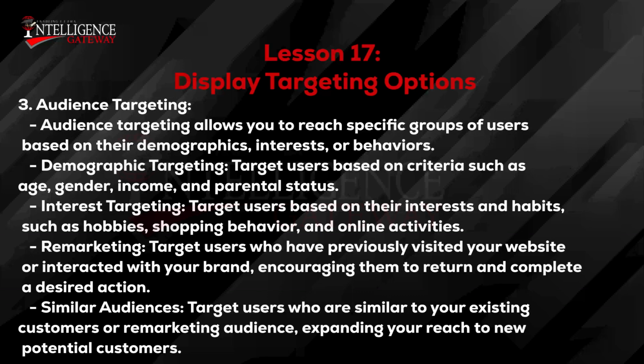3. Audience targeting. Audience targeting allows you to reach specific groups of users based on their demographics, interests, or behaviors. Demographic targeting: target users based on criteria such as age, gender, income, and parental status. Interest targeting: target users based on their interests and habits, such as hobbies, shopping behavior, and online activities.